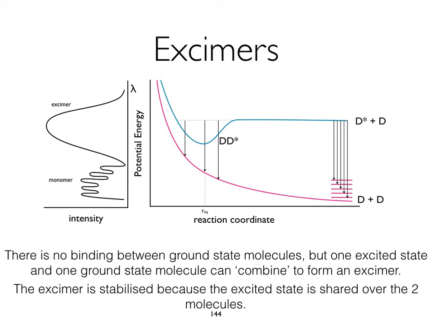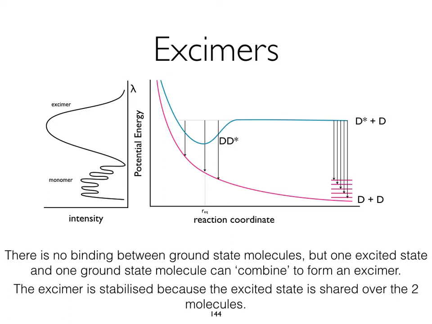So in this case, if I'm looking at my energy level diagram, I can see my two non-interacting molecules given to me by the pink line. If I excite straight up, I end up on this flat portion towards the right-hand side, where I've got an excited state chromophore and a non-interacting other chromophore in its ground state. But if those two come together, I can end up in this lower energy region.